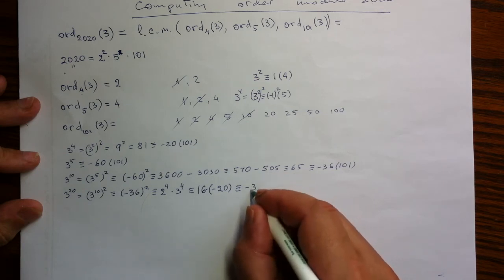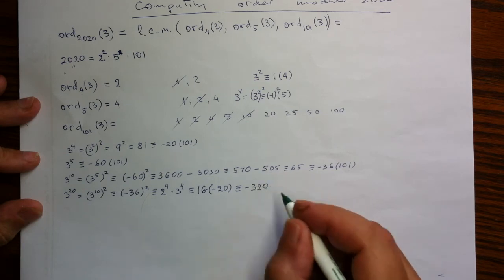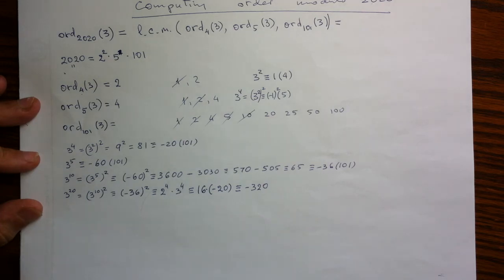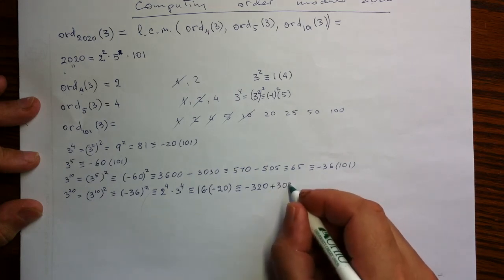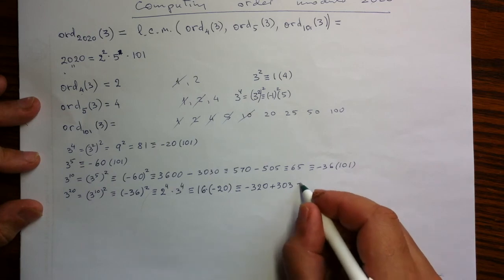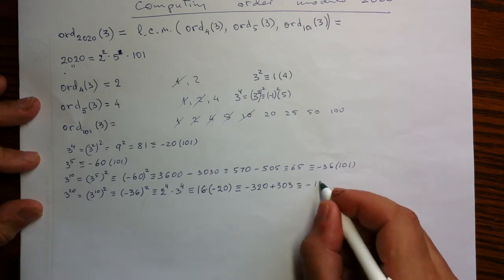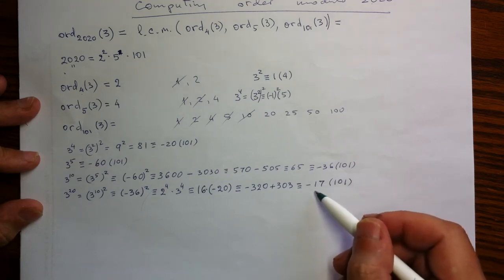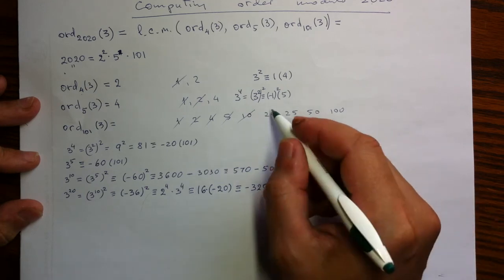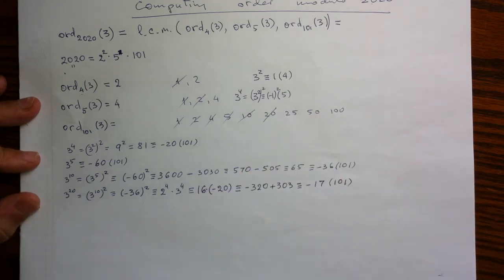320, and that we can change by adding a multiple of 101, which is 303, and that will bring us down to negative 17. So I will just stop here. Essentially this step is not congruent to 1, so that means that 20 is not an answer. And I have to check now the power 25.